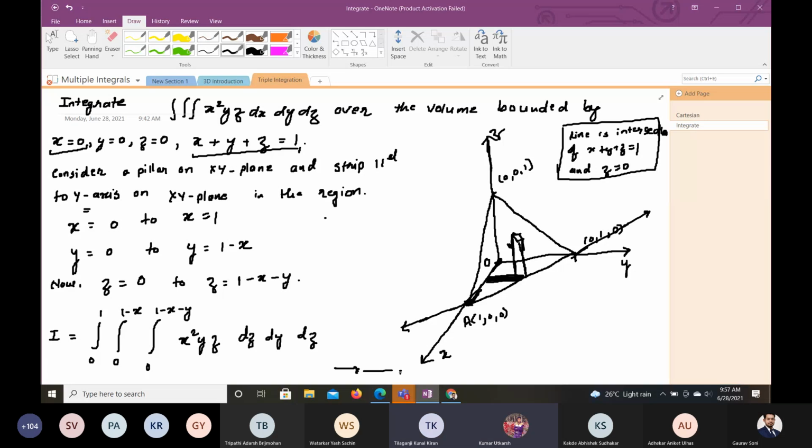Sir, where the strip is longest, like on the y-axis, the pillar will move on the xy plane, right? Yes.